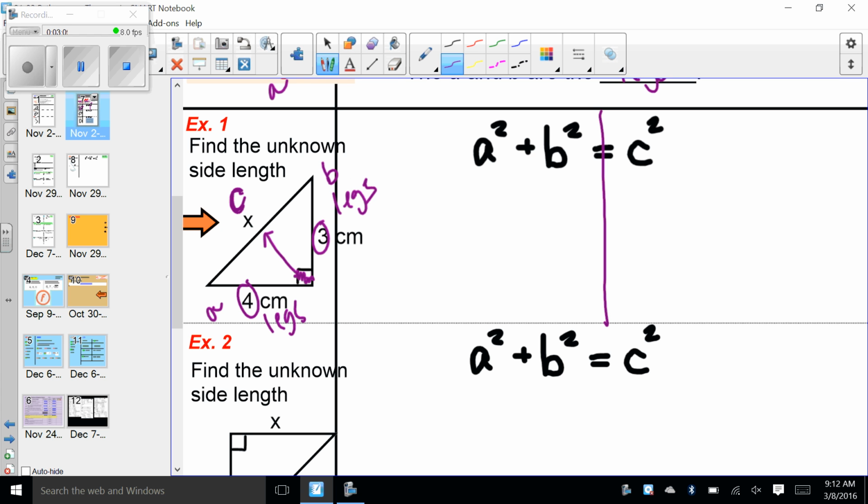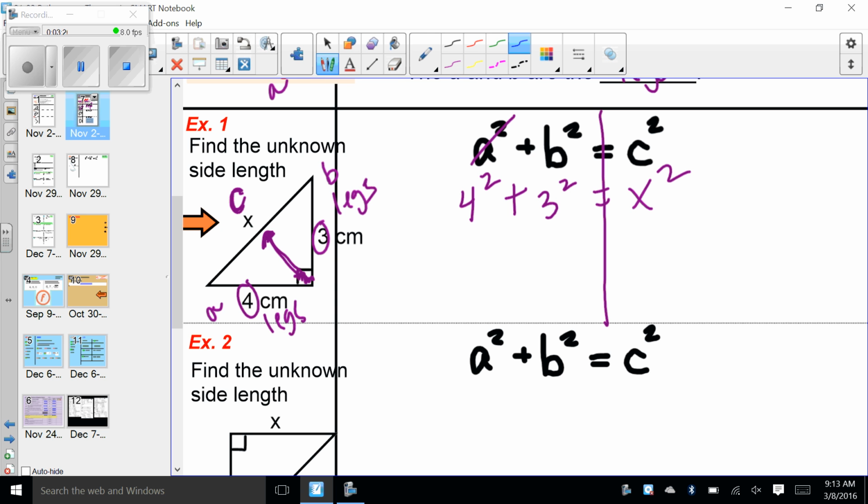It doesn't matter. So in for a substitution, I'm going to put a 4. In for b substitution, I'm going to put a 3. And in for c substitution, I'm going to put an x. That's called the hypotenuse. That's the only one that matters, is that the hypotenuse is your c. The a and b can be switched. Your two legs can be switched.